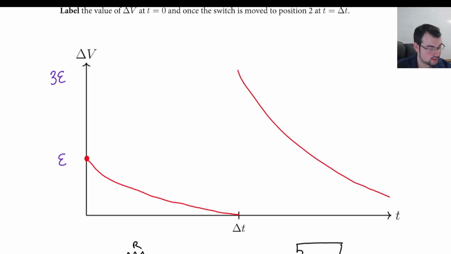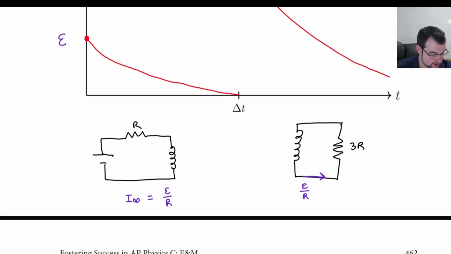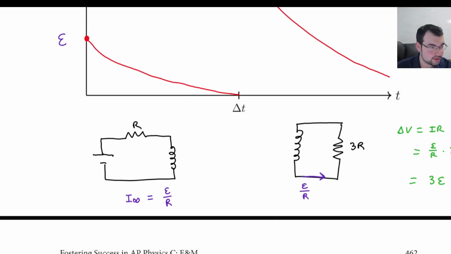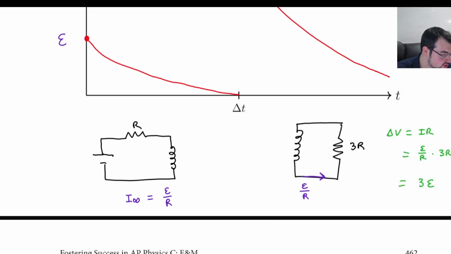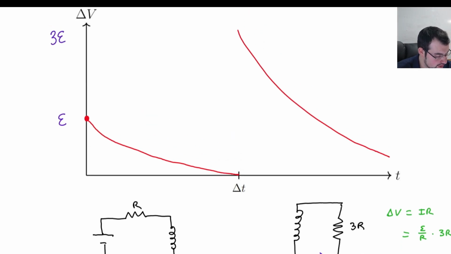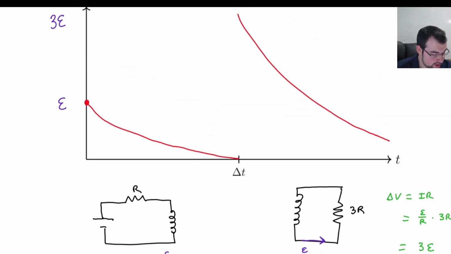But that's the best I'm going to do. Because again, how do I know that? Well, we know that delta V is IR, which is epsilon over R times 3R. So we get 3 times the battery voltage. So once again, notice that you can actually exceed the battery voltage. So inductors can also be dangerous and create sparks in that sense, where if you have a quick voltage trip like that. And of course, it'll approach zero eventually because there will be no current through your circuit anymore as we lose our energy.